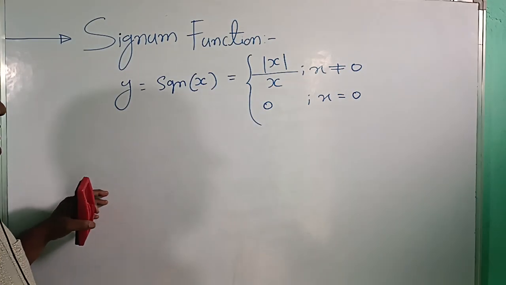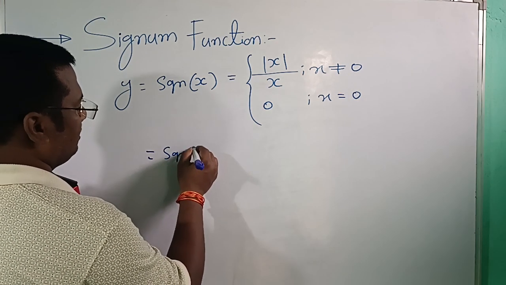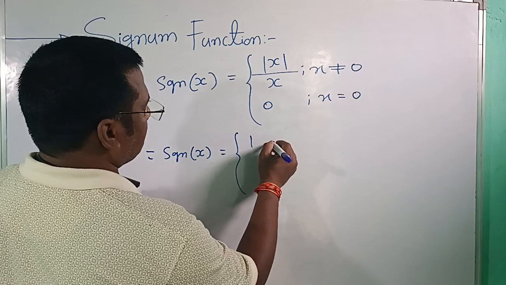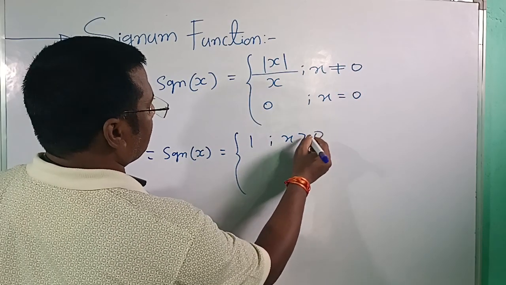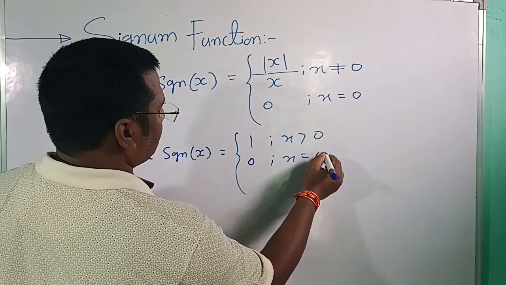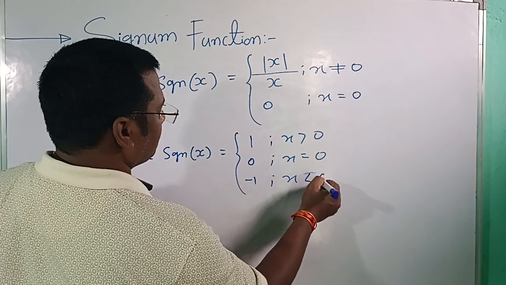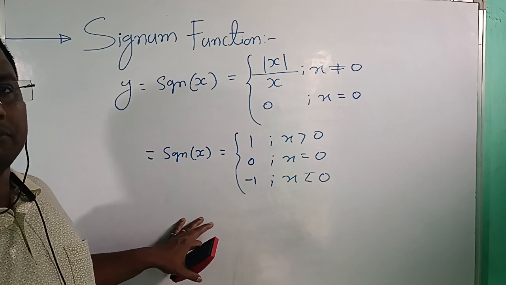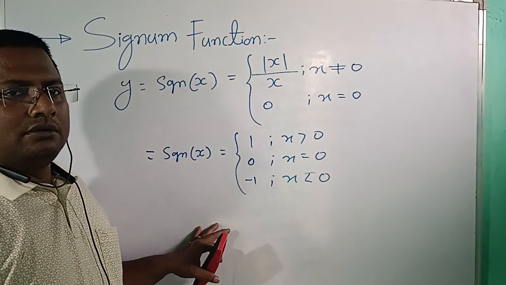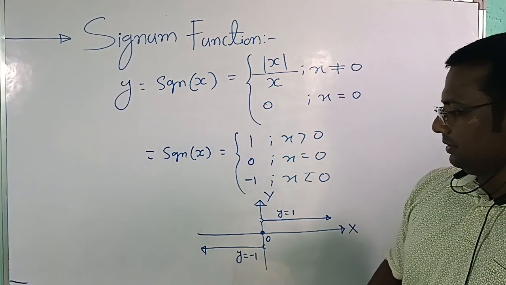Okay, so sgn x equal to 1 if x greater than 0, and this is 0 if x equal to 0, and minus 1 if x less than 0. This is the signum function. Okay. So this is the signum function.